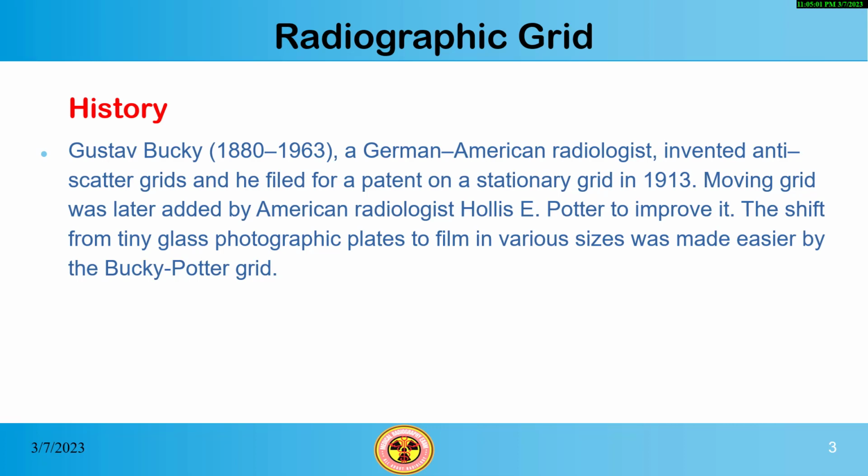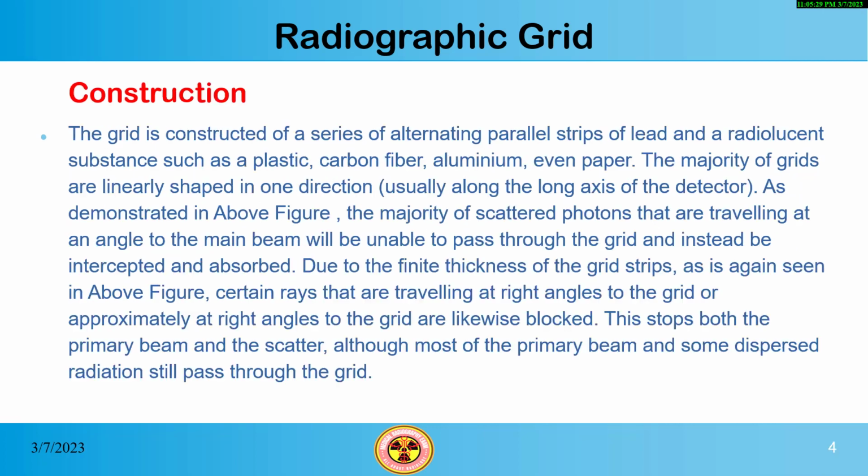History. Gustav Bucky, 1880 to 1963, a German-American radiologist, invented anti-scatter grids and he filed for a patent on a stationary grid in 1913. Moving grid was later added by American radiologist Hollis E. Potter to improve it. The shift from tiny glass photographic plates to film in various sizes was made easier by the Bucky-Potter grid.